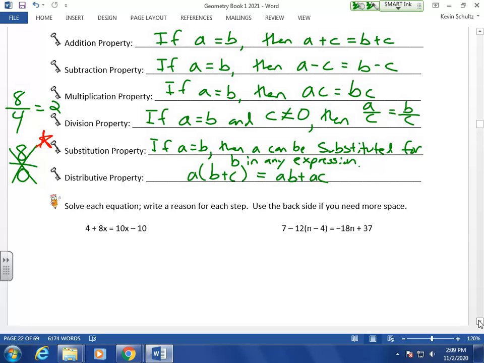So what you're doing when you solve an equation, the mathematical properties behind it are these mainly four up here: addition, subtraction, multiplication, and division, and a little bit of the distributive property too, right? So to make a proof, anyone still need the notes here? Yes, I do. Okay.